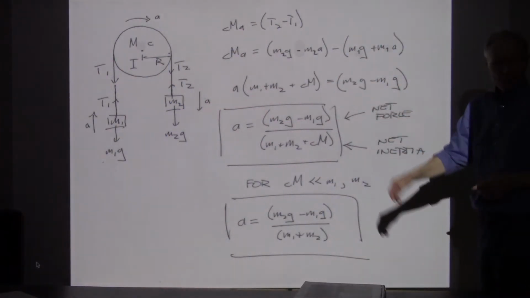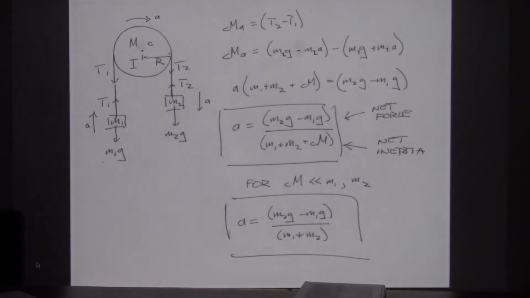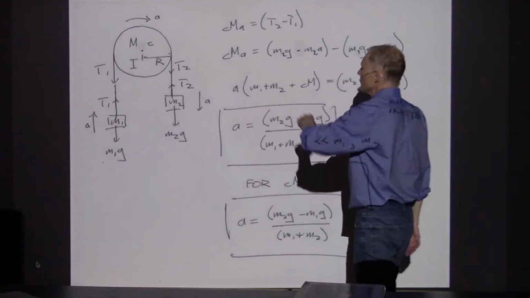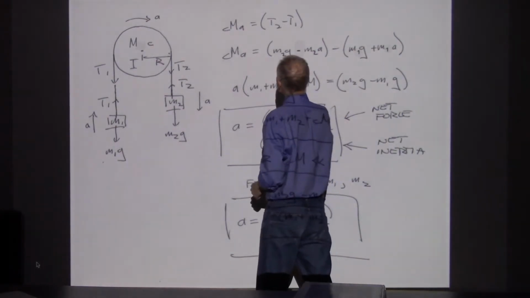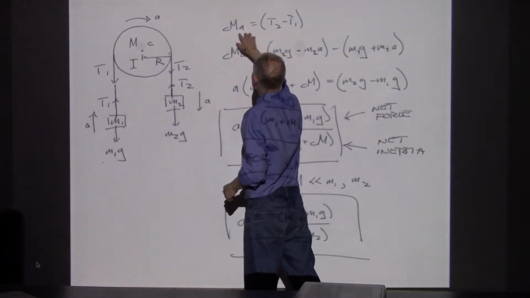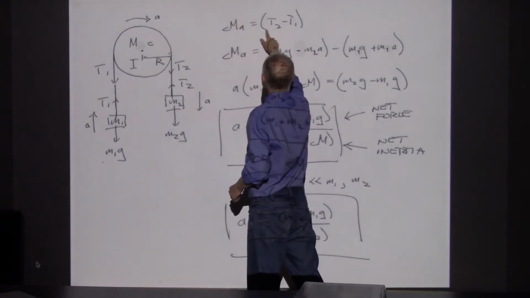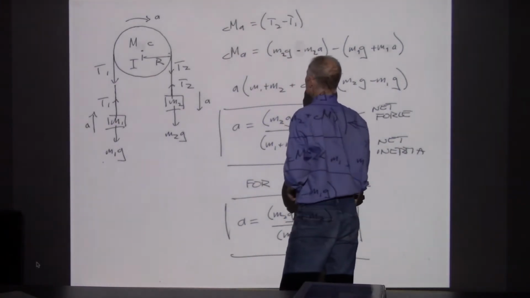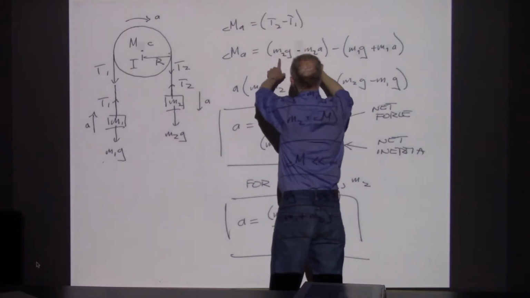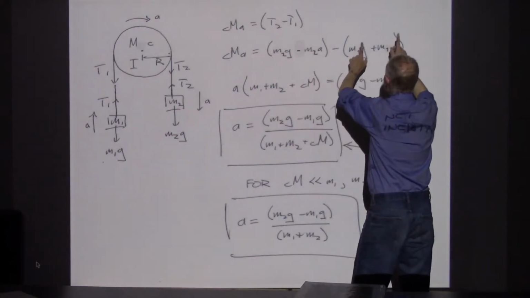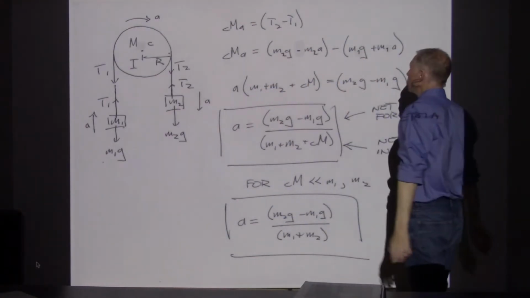I've dropped out the mg, the gravitational force on the pulley and the normal force on the pulley, because they weren't producing any torque, so I cleaned up the diagram a bit. So what we can do, on the last page, we were left with CMA is equal to T2 minus T1. And now I've substituted in that expression for T2, and here was the expression we got for T1.